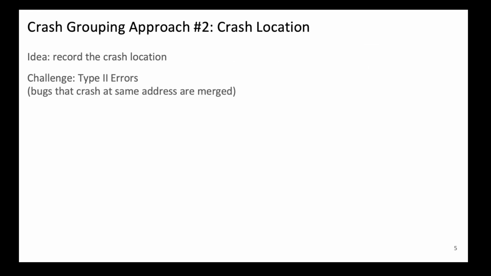Since using call stacks is not reliable, researchers have proposed a second method. They group crashes by comparing the crash address and treat the same crash address as the same bug. This method has one key limitation. Different bugs may be grouped into the same category, which we call a type 2 error.